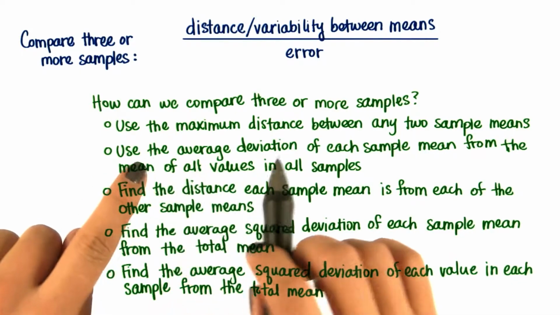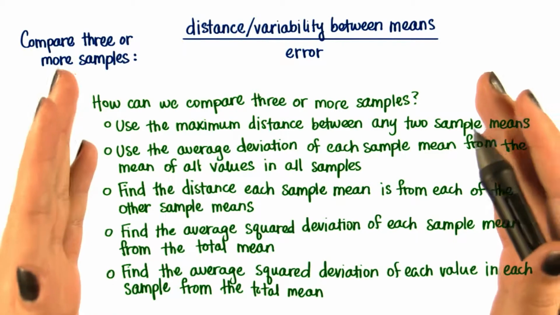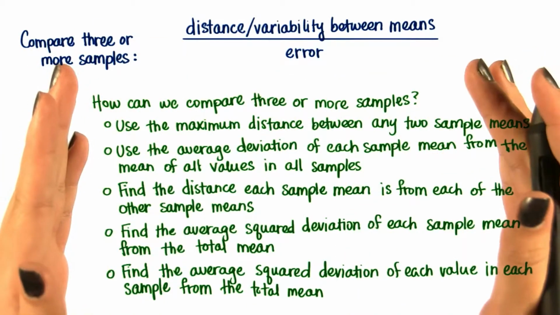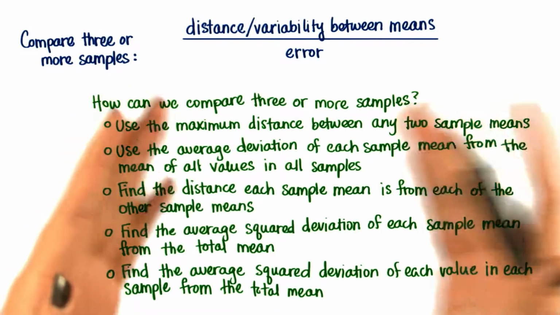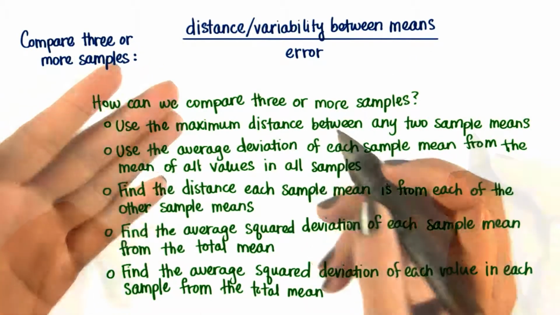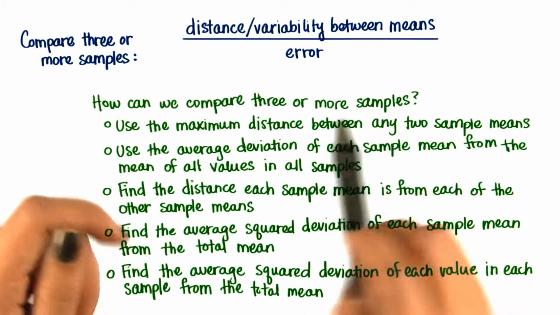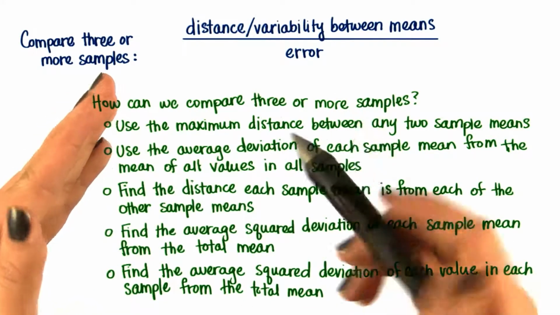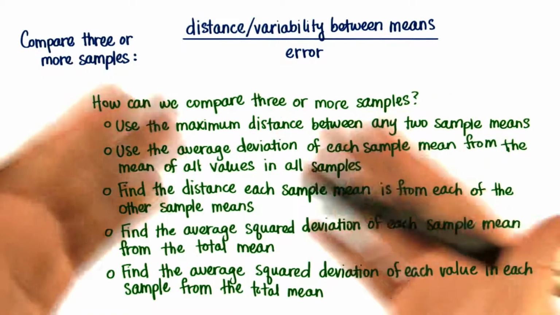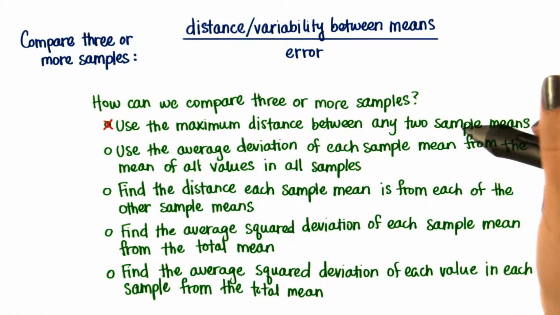Remember that if we use the maximum distance between any two sample means, that's pretty much finding the range of all the sample means. And this doesn't give us a good measure of the variability of sample means. That's because we could add a bunch of samples to this data set whose means are within this range, and the variability then wouldn't change if we use the range as that measure. We want to account for all samples.